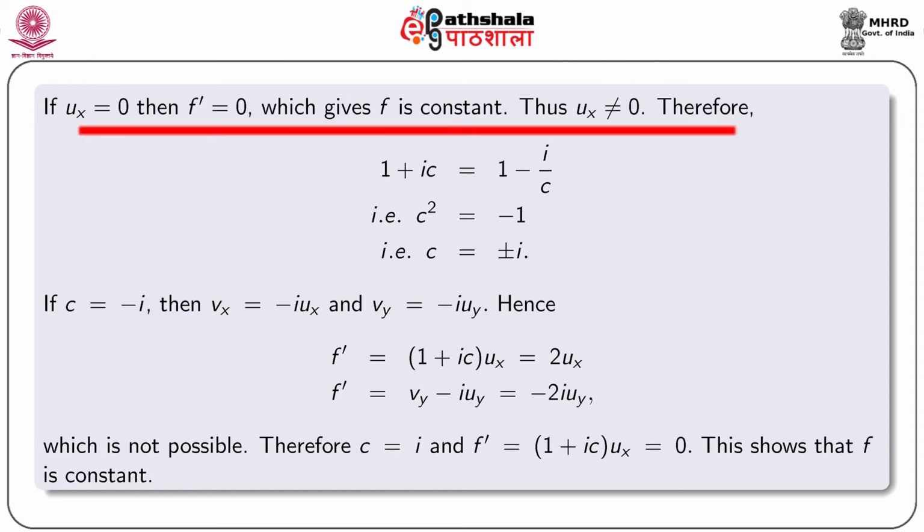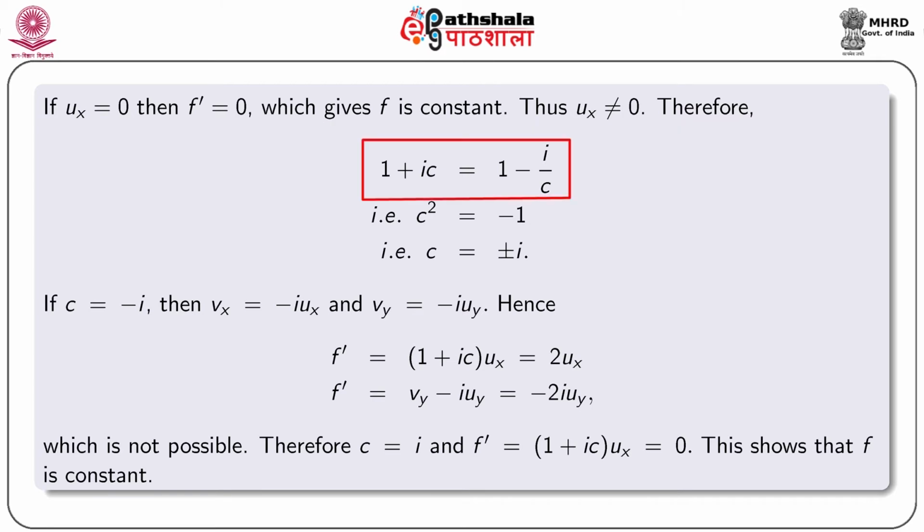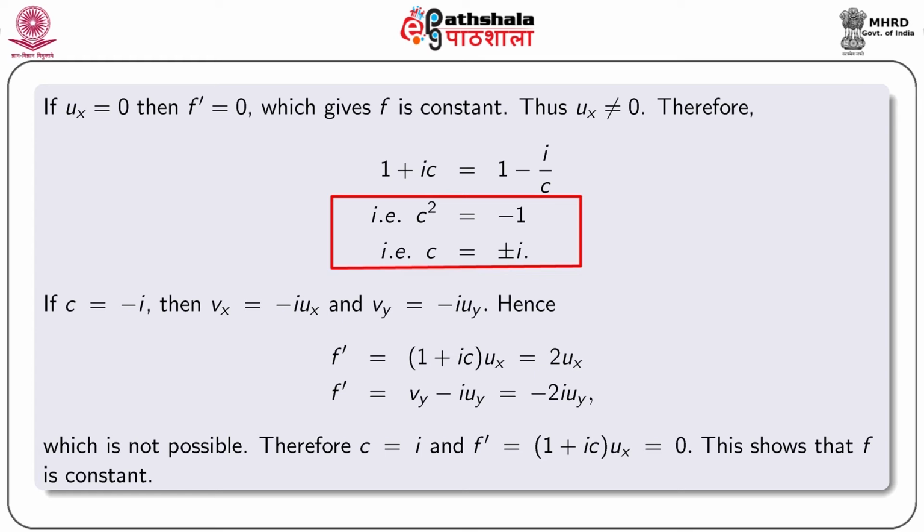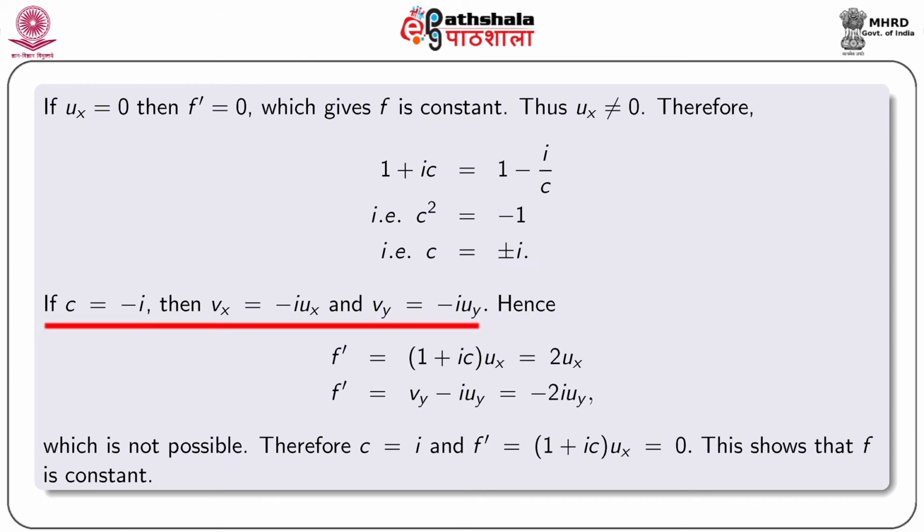So, if u_x is 0, then f'(z) is 0, and which gives by your earlier result f is constant. Thus, we assume that u_x not 0. Therefore, we get 1 plus i C equal to 1 minus i by C, and this gives C square equal to minus 1, that is C equal to plus minus i. So, if C equal to minus i, then we obtain v_x equal to minus i u_x and v_y equal to minus i u_y.